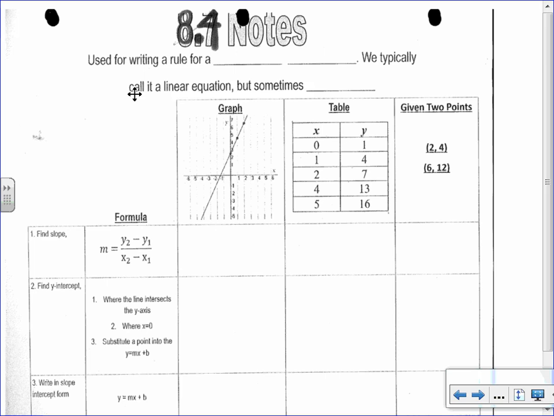This is for writing a rule for linear equations. So, you use this for writing linear equations, which means if it's not a straight line, don't try to do this. It's not going to make any sense. This applies when you write linear equations. We also sometimes call them linear functions. Linear functions and linear equations mean the same thing. A linear function is a straight line, and a linear equation is a straight line.